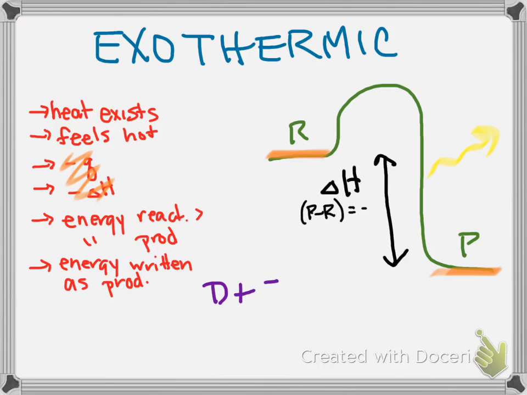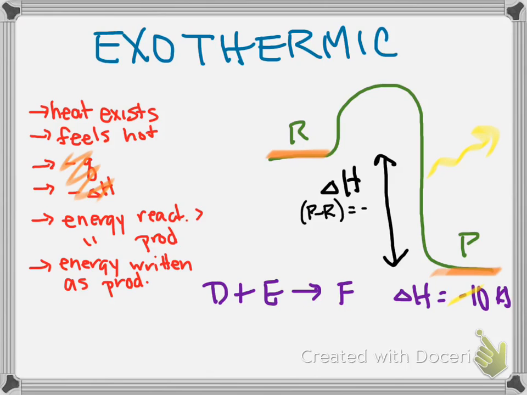Here's another example of a reaction. One way that we could write a reaction is like that. That's kilojoules there at the end. We have D plus E yields F. Our delta H is negative 10 kilojoules. The fact that it is negative there is what tells me that it's exothermic.